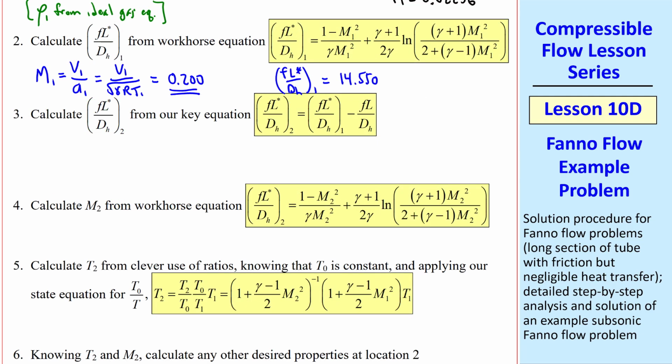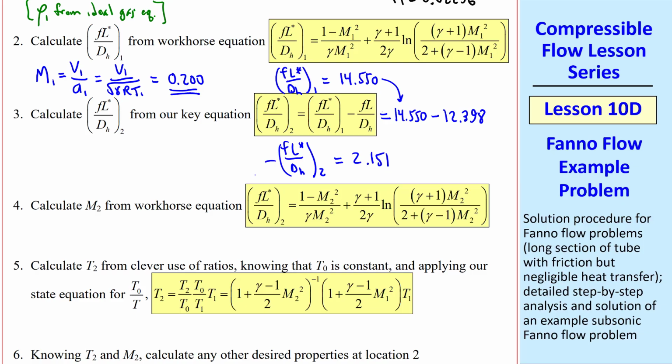Now we use our key equation in step 3, assuming that F is constant. I use the value we just calculated, and I can also calculate this from the known actual pipe length, which turns out to be 12.398. So FL star over dH based on 2, the actual duct exit, is 2.151.